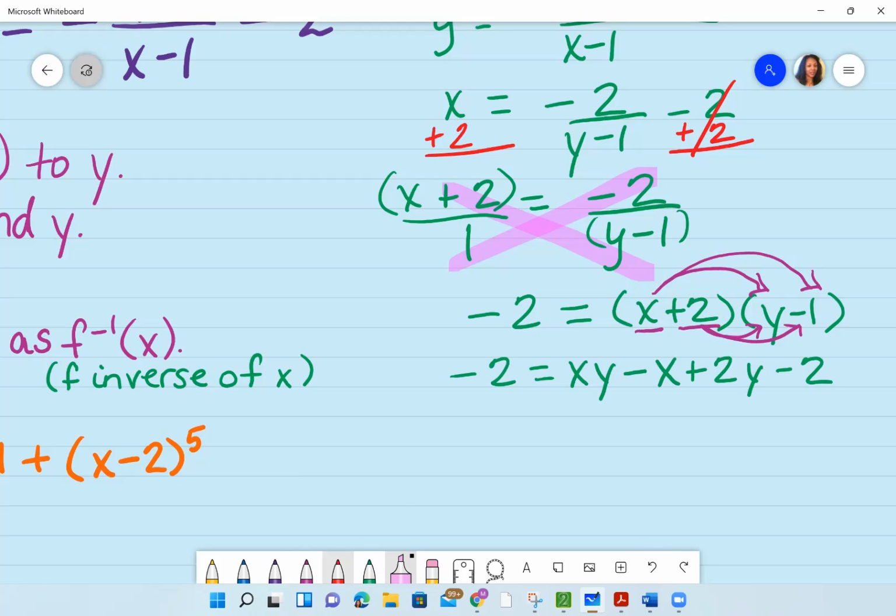Anything that does not [have a y], you want to get rid of. So that would entail me doing the inverse of what's already shown. So I have a -x, I want to add x. I have a -2, I want to add 2. Again, I'm getting rid of what does not have a y. I'm trying to get y by itself. So I have to do the same thing on the opposite side.